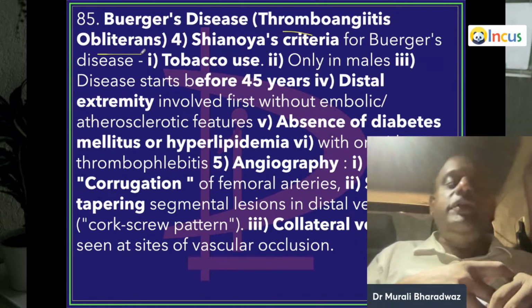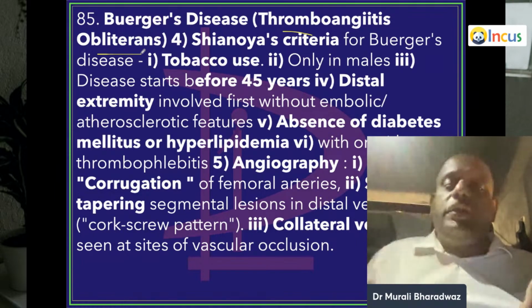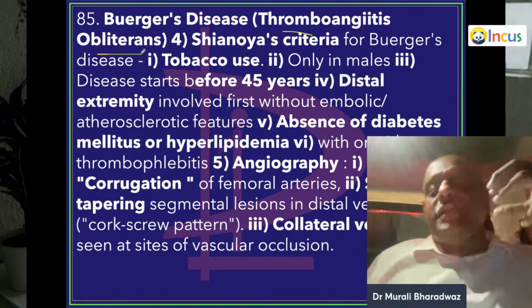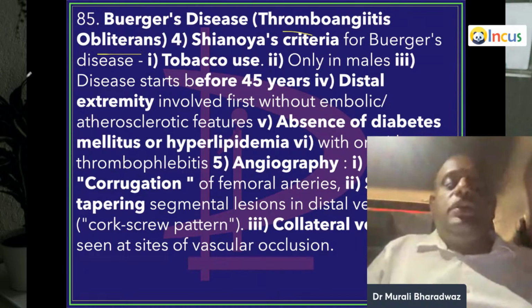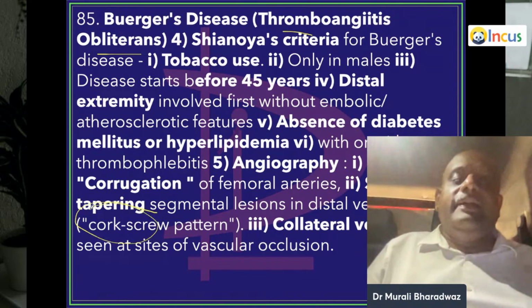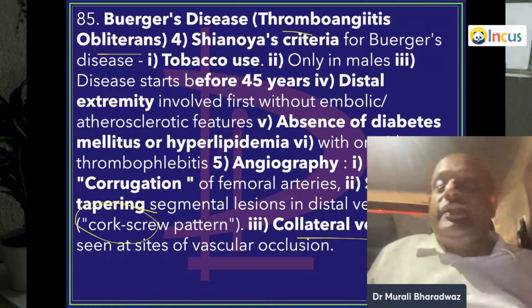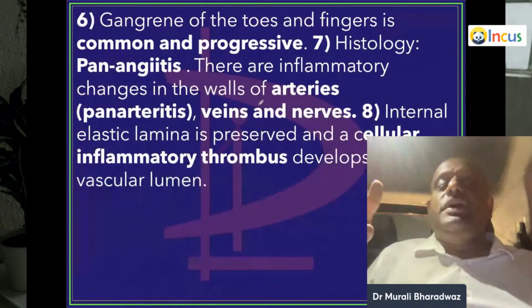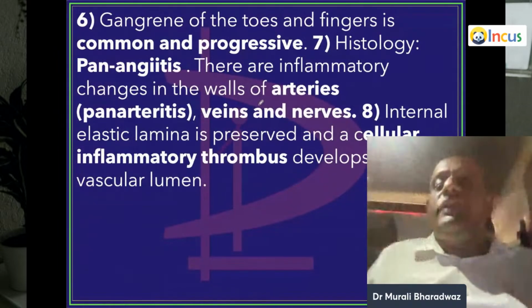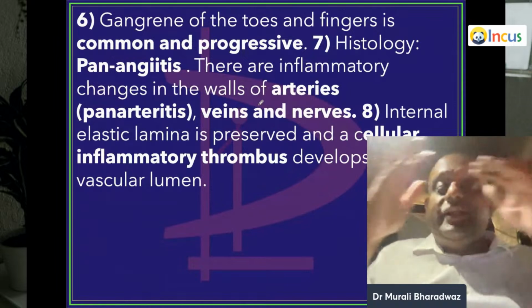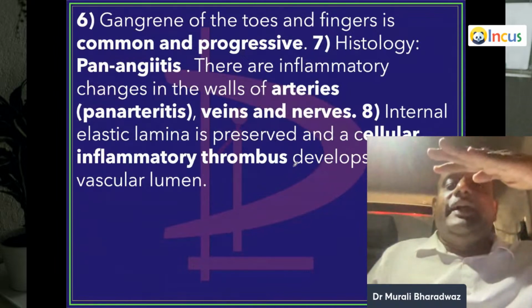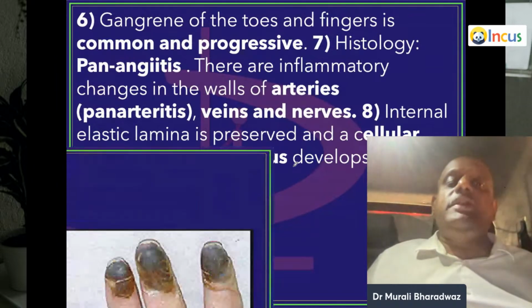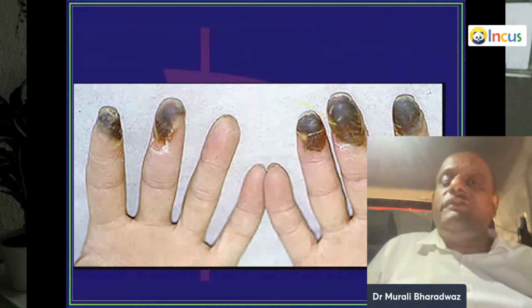If you do angiography, what do you see? Corrugation of the femoral arteries is classical. There's a smooth tapering of the segmental lesions in the distal vessels, which is called the corkscrew pattern. And there are collateral vessels which are seen at the vascular occlusion. There's gangrene of the toes and fingers. There's a pan-angiitis, involving arteries, veins, and nerves, all the three. Internal elastic lamina is preserved, and a cellular inflammatory thrombus develops inside the vascular lumen. So these are the points you need to remember about Buerger very clearly.